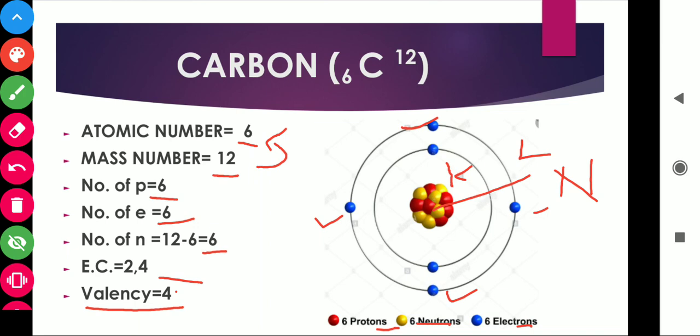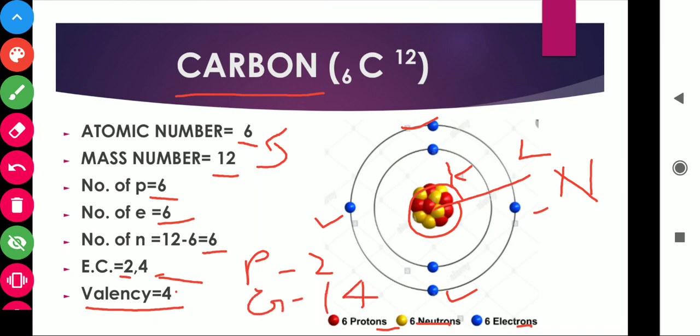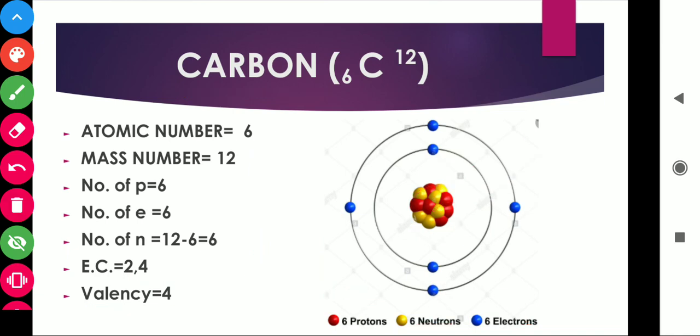The protons and neutrons are in the nucleus. Electrons are in the shells and revolve around the nucleus. Carbon is present in the periodic table at period number 2. Period is 2 because 2 shells are there, and group number 14 as 4 valence electrons are there. This is the position of carbon in the periodic table.